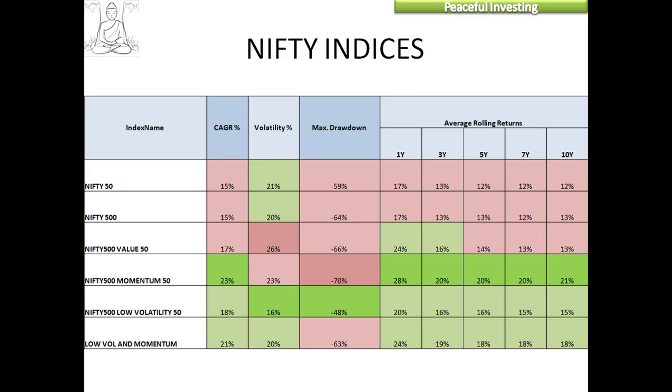Then Nifty 500 Value 50 is a strategy index which, based on the value factor, takes the top 50 companies from these 500 and rebalances them semi-annually. So these 50 companies may change after every 6 months. But the condition is that these companies are selected based on value parameters. So price to earnings and price to book ratio should be low, and dividend yield should be high. Such companies are selected into this index.